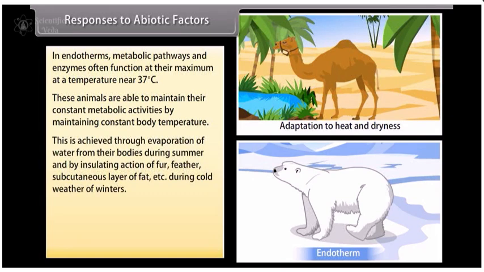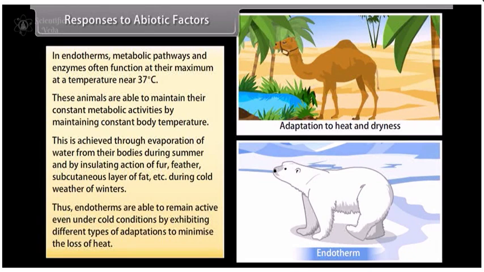This is achieved through evaporation of water from their bodies during summer and by the insulating action of fur, feathers, subcutaneous layer of fat, etc. during the cold weather of winters. Thus, endotherms are able to remain active even under cold conditions by exhibiting different types of adaptations to minimize the loss of heat.